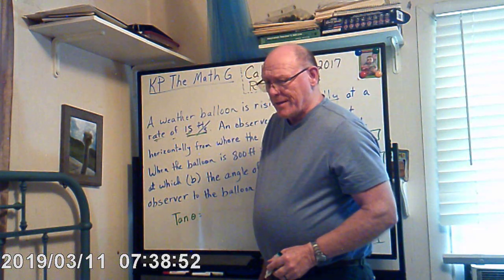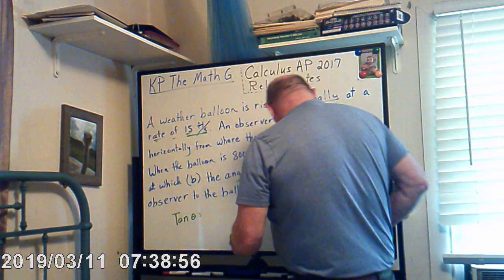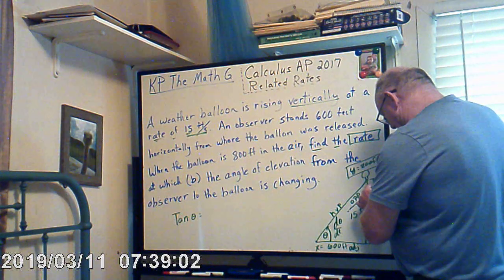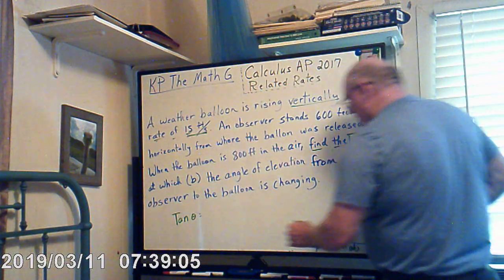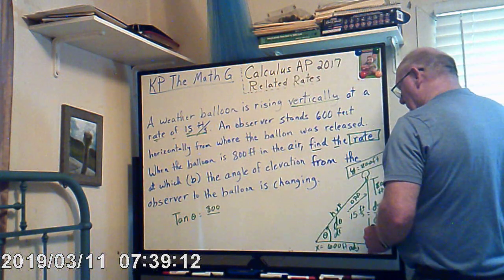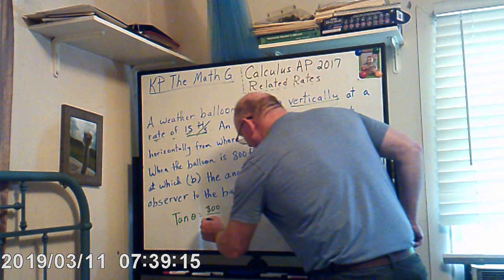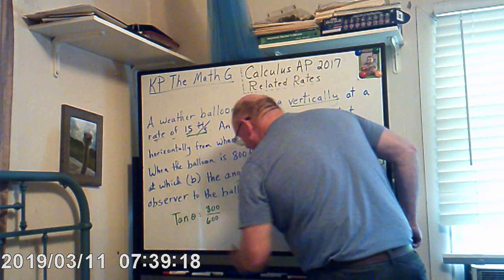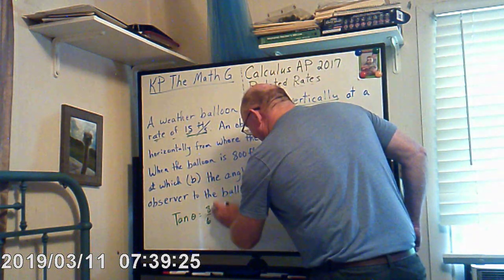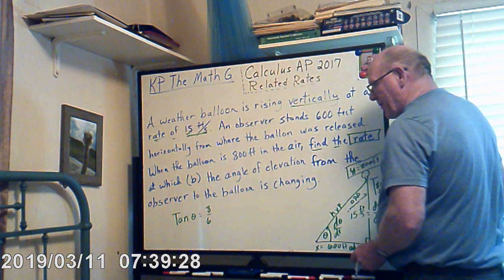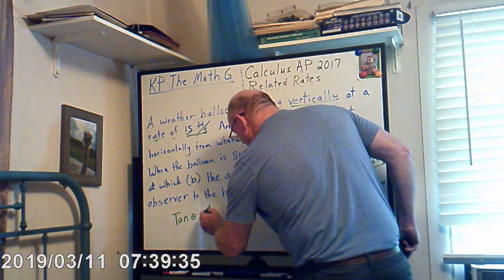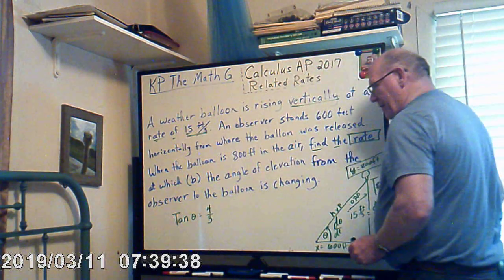Alright, tangent of theta is equal to opposite over adjacent. Opposite of theta is 800, and adjacent is 600. We can reduce that to 8 over 6, and even further to 4 over 3. If you want to leave it like that, you can.